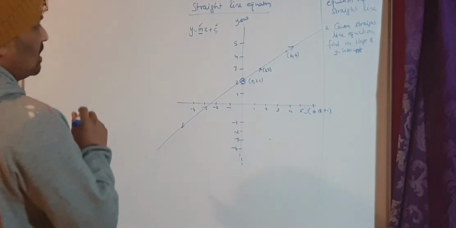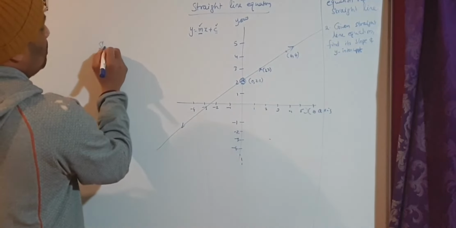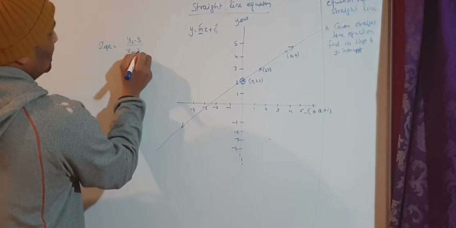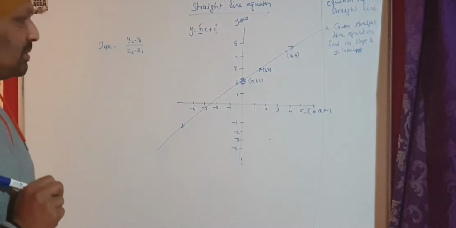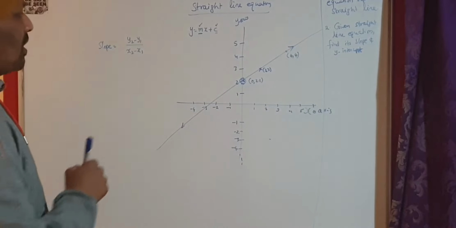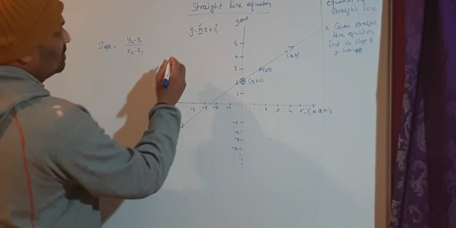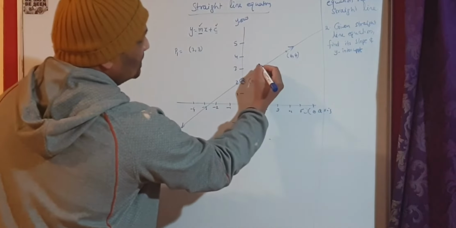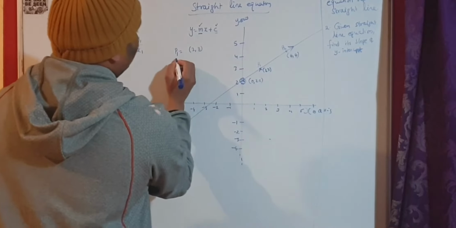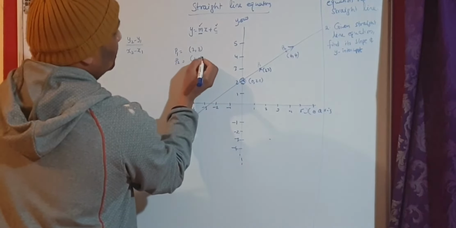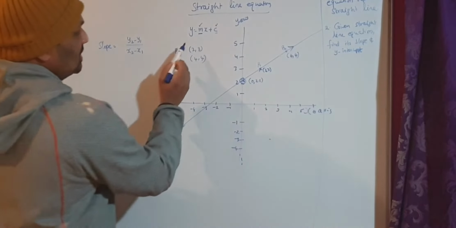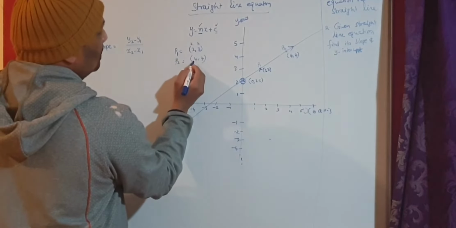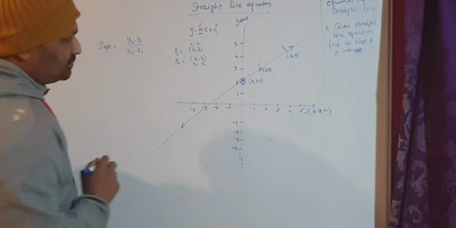The first thing is that you have to find the slope. The slope is equal to y2 minus y1 by x2 minus x1. So what is y2, what is y1 here? If you write down these points, for example p1 is equal to 2, 3, which I have considered as the p1 point, and this is the p2 point, p2 is 4, 4. So this is x1, y1, and this is x2, y2.